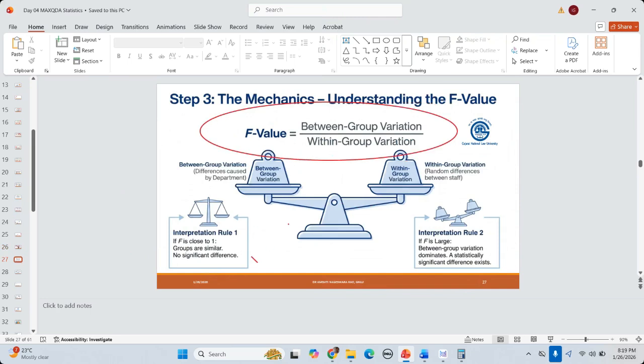So with the help of the F value, we are going to interpret the results. For example, if F is close to 1, groups are similar and there is no significant difference. If F is large, due to between-group variation, a statistically significant difference exists. Between the groups, within the groups, with the help of the test, we are going to see how it is.